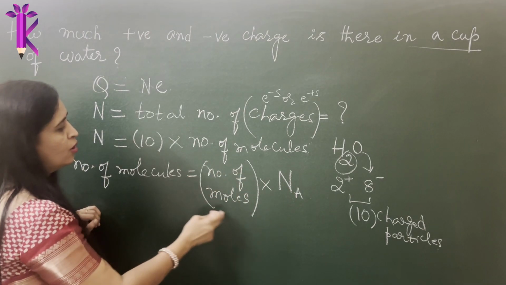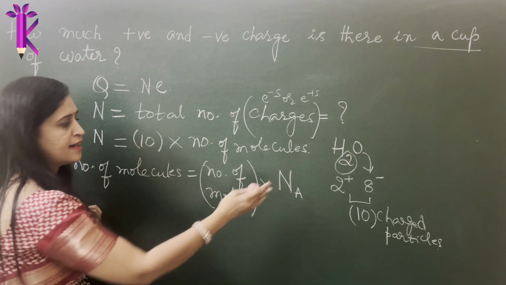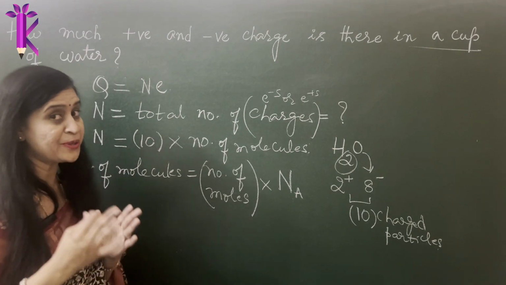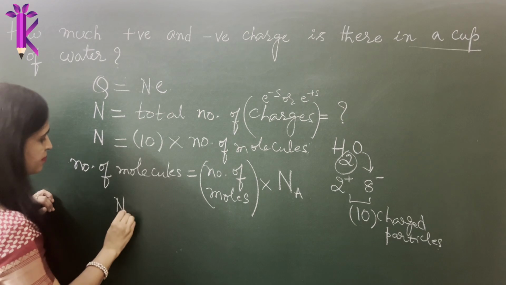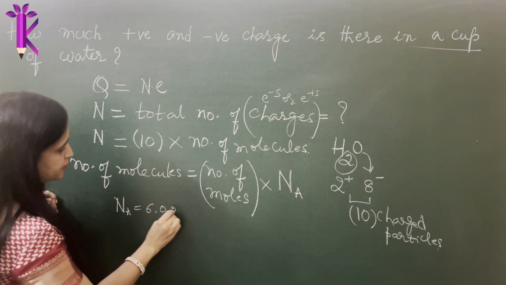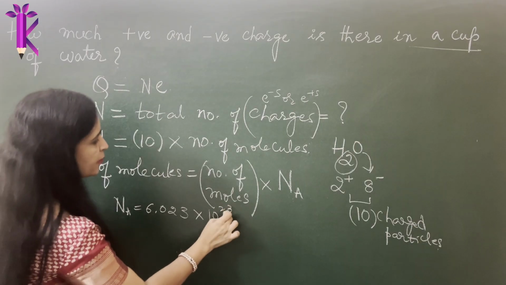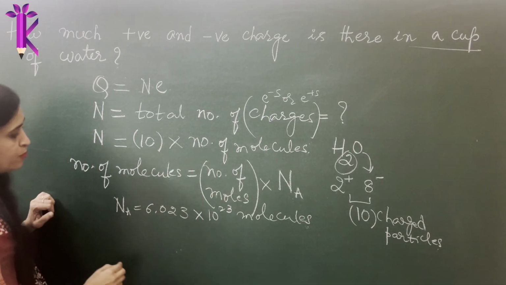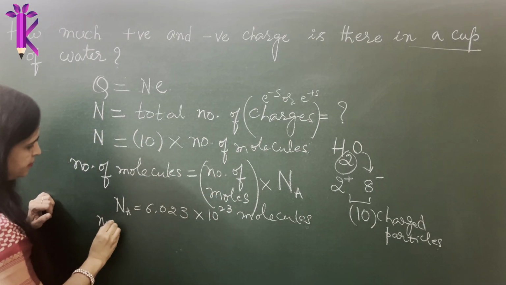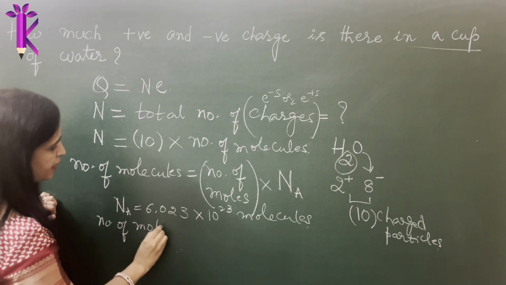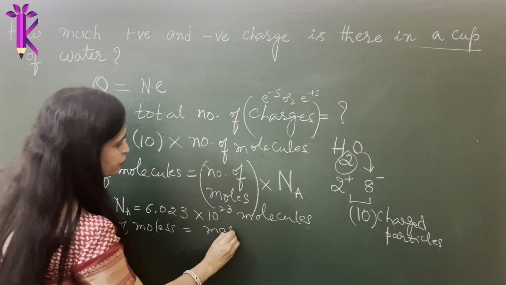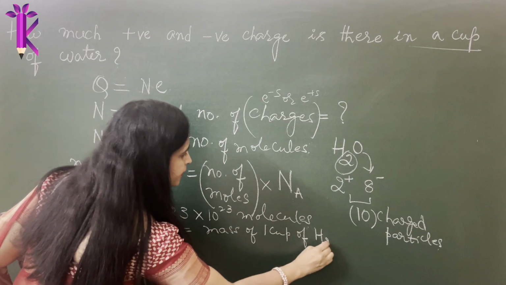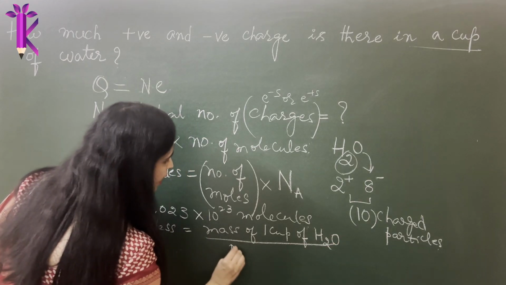But we do not know the number of moles. Can you guess the Avogadro number, if you remember from chemistry? Yes, you guessed it right. The Avogadro number is 6.023 into 10 to the power of 23 molecules. But we also have to calculate the number of moles. The number of moles is given by the mass of 1 cup of water divided by its molar mass.